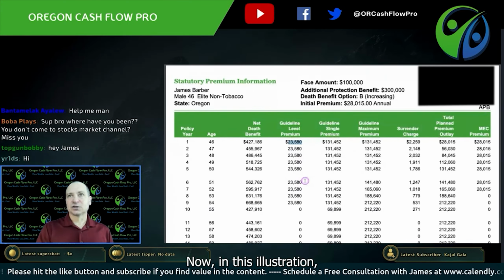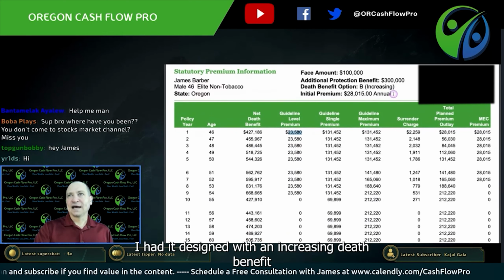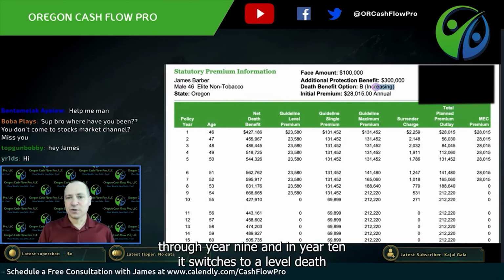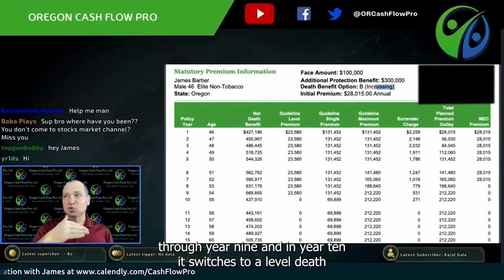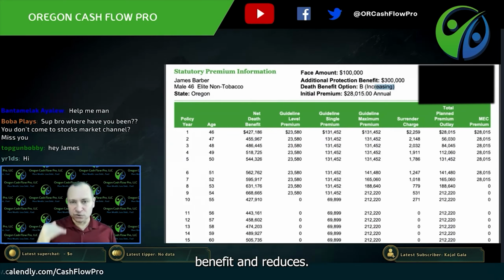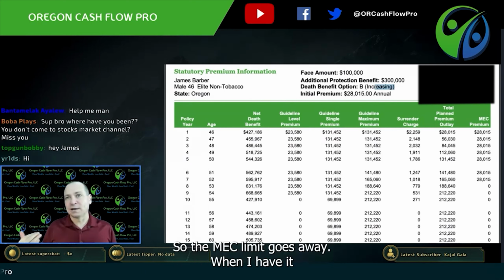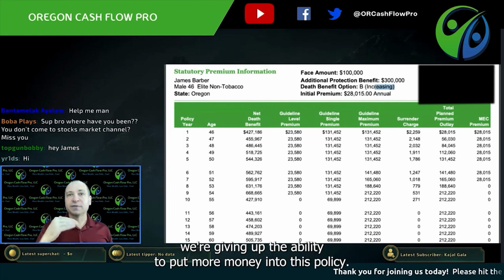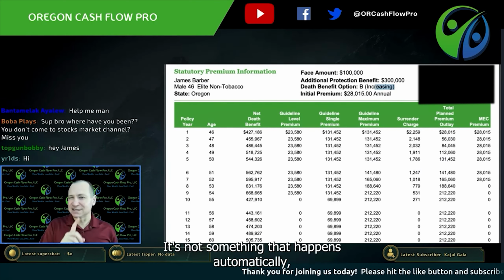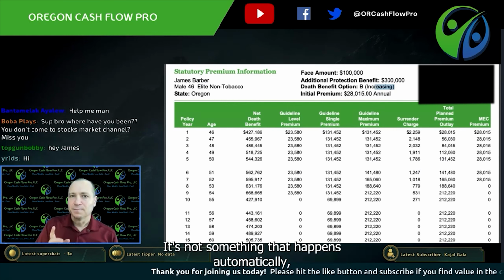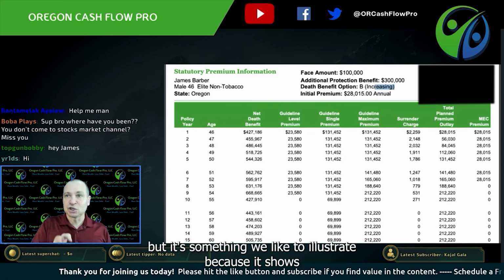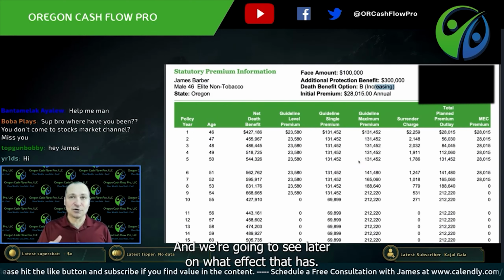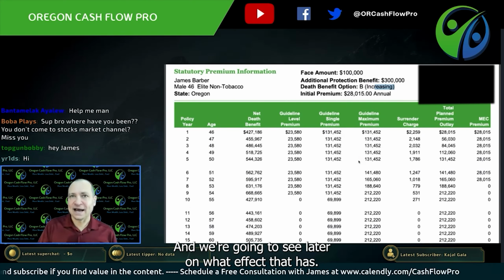Now in this illustration, I had it designed with an increasing death benefit through year 9. And in year 10, it switches to a level death benefit and reduces. So the MEC limit goes away. When I have it switching to the minimum, we're giving up the ability to put more money into this policy. It's not something that happens automatically, but it's something we like to illustrate because it shows in this type of an illustration how we can reduce the expenses. And we're going to see later on what effect that has.